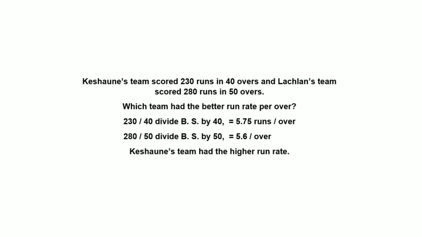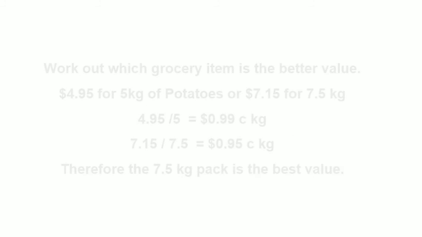Keyshawn's team scored 230 runs in 40 overs in a cricket match, and Lockie's team 280 in 50 overs. What's the run rate? So for the 40 overs, 230, divide both sides by 40, 5.75 runs per over. 280 for Lockie's side, divided by 50, is 5.6 runs per over. So Keyshawn's team had the higher run rate, though they didn't score as many runs. The run rate was higher for them.